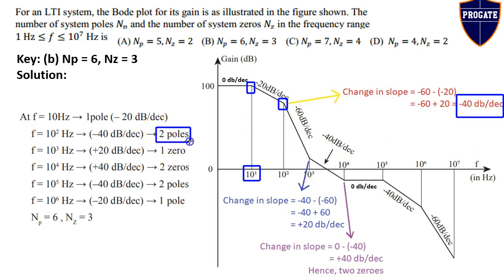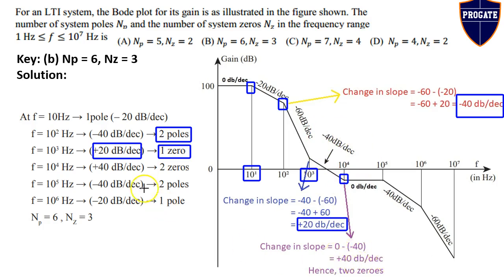Likewise, at 10^3 Hz, the change in slope is plus 20 dB per decade. We know that one zero corresponds to plus 20 dB per decade, and hence at 1000 Hz there is one zero. Likewise, we have to calculate at all the slope change points. At 10^4 Hz, the change in slope, new slope minus old slope, is 0 minus of minus 40 dB per decade. The difference is plus 40 dB per decade. Hence there are two zeros.